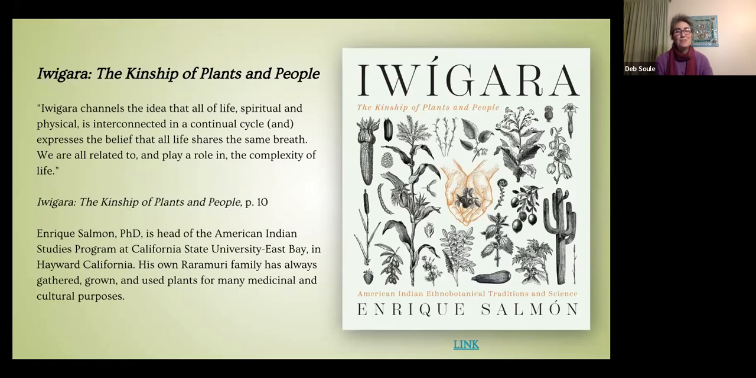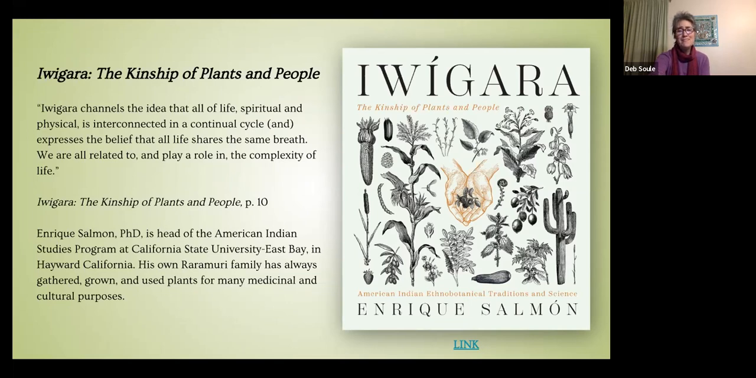And he writes in his book, Iiwigara channels the idea that all of life, spiritual and physical, is interconnected in a continual cycle, and expresses the belief that all life shares the same breath. We are all related to and play a role in the complexity of life. So that's a deeply indigenous worldview, which I think is very, very special for each of us in this journey that we're in for our shared humanity.